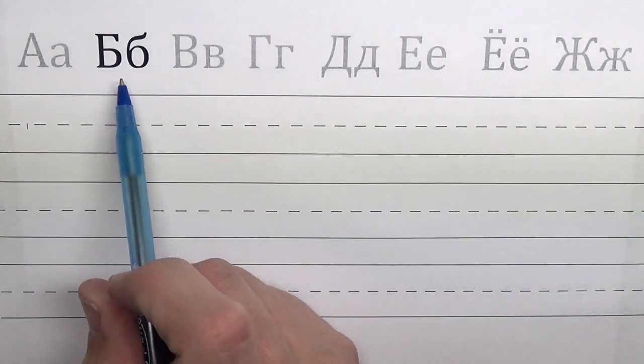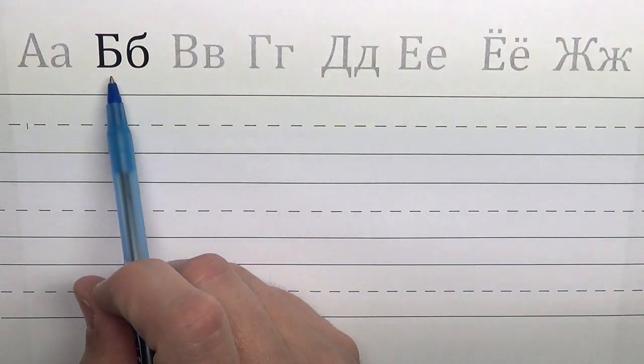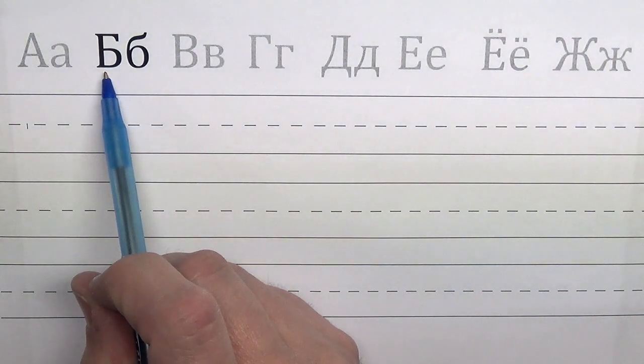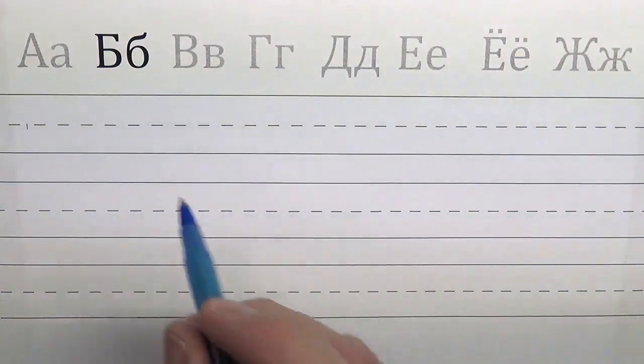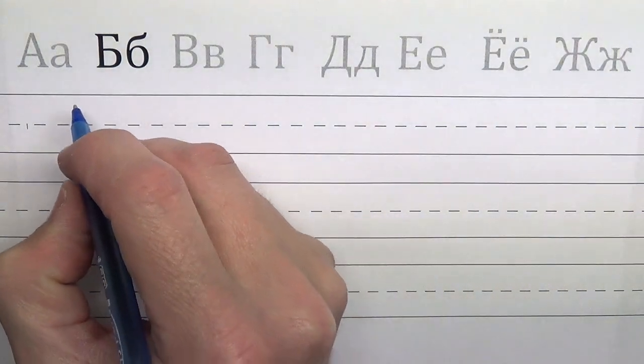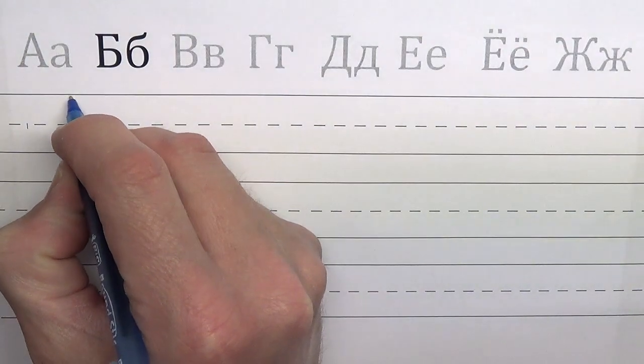The second letter in the Russian or Cyrillic alphabet is B, or a B sound. Capital B looks like this. Lowercase b looks like this. In writing, we'll start with the capital B.